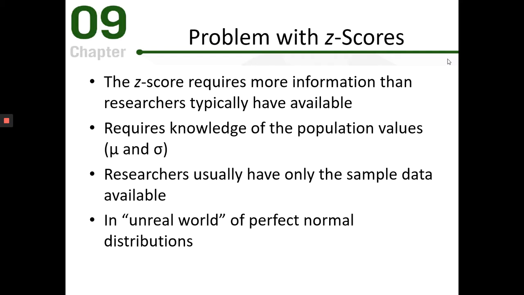The other problem with the Z-scores is that they live in a sort of unreal world of perfect normal distributions. Remember that the Z-table we're using is for a perfect normal distribution. It could have different kurtosis. It doesn't matter about kurtosis. So the kurtosis could change, and the shape of the standard normal distribution might change, but it's really about perfect normal distributions. And we know that we typically don't have that with our sample data.